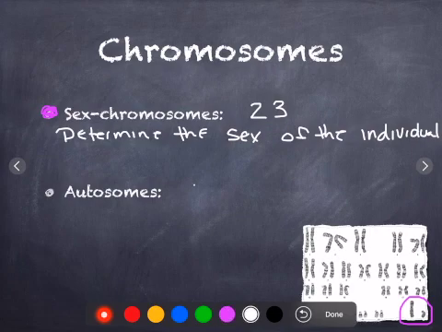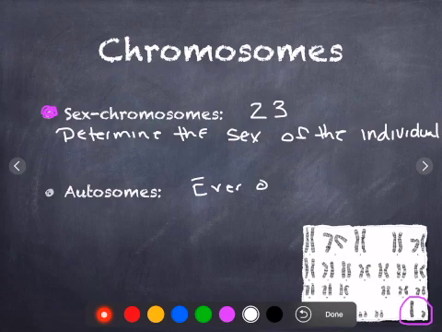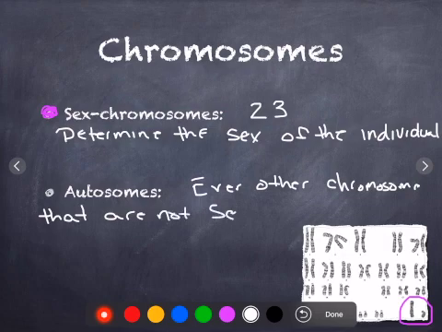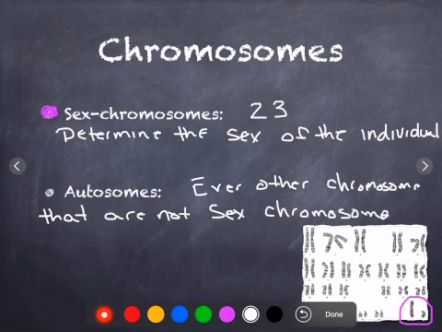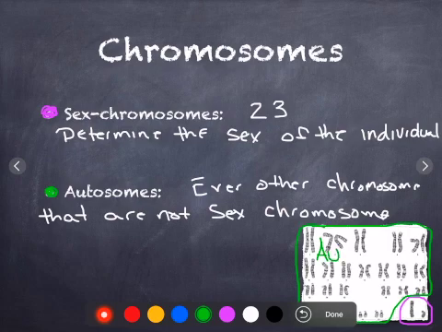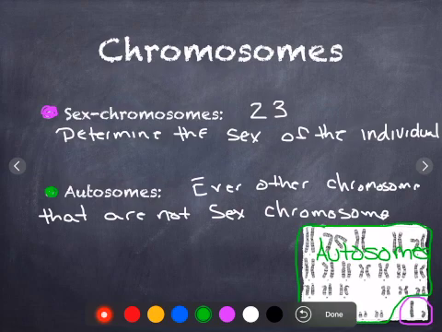Now, our autosomes are every other chromosome in our body that are not the sex chromosomes. In this case, these are chromosome number 1 through 22. We're going to indicate these by green. So our autosomes are everything you see circled in these green letters right here. The autosomes are controlling the majority of the traits in your body, and the only thing that the sex chromosomes indicate is the sex of the individual, male or female.